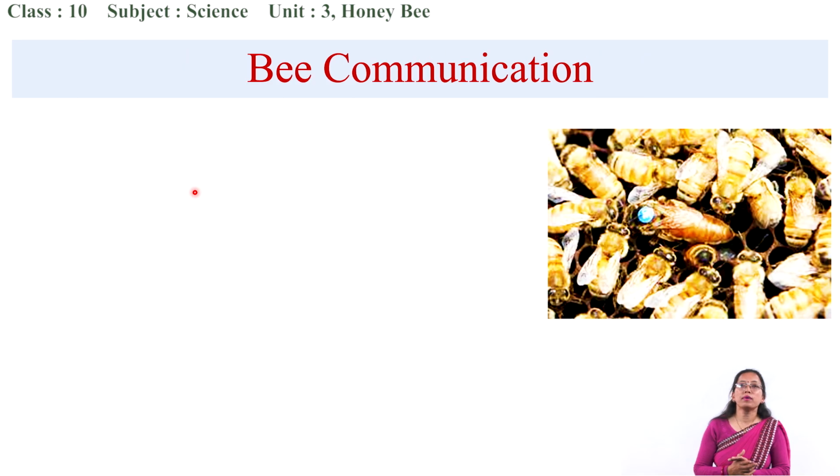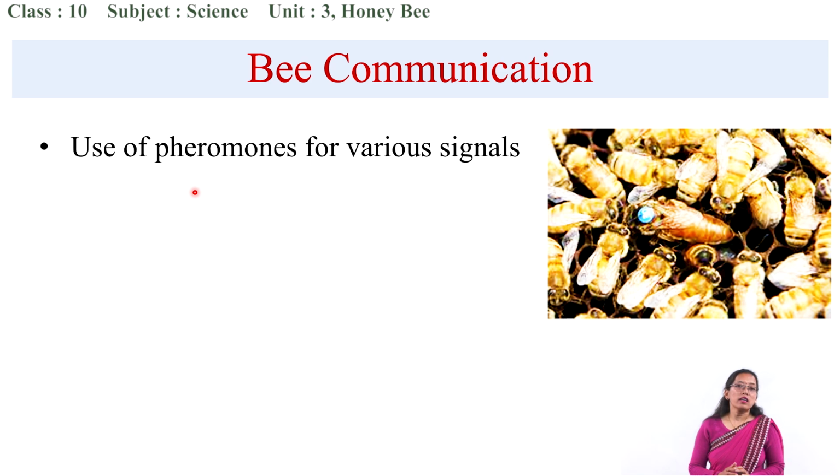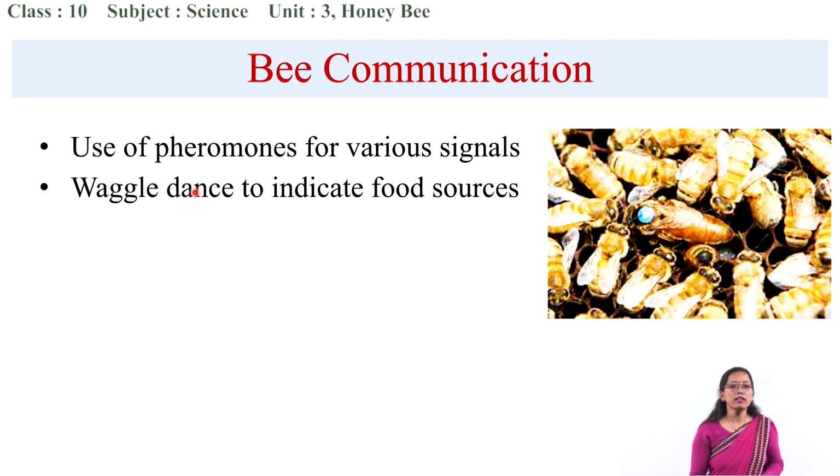And next one is bee communication. How do bees communicate with each other? There are various methods of bee communication. Like I have already told you about the pheromones. The queen bee produces pheromones that spread among the colony members, and it coordinates and controls the whole colony. And the waggle dance indicates the food sources. They dance and indicate that there is food.